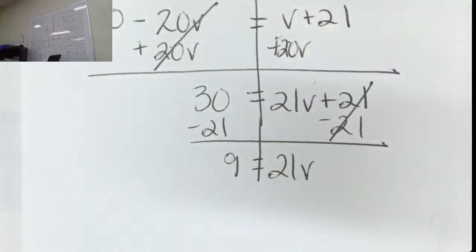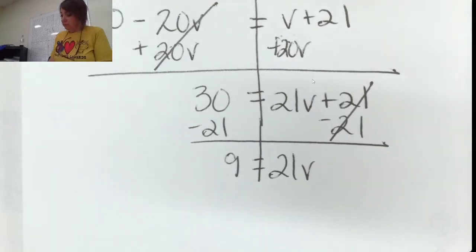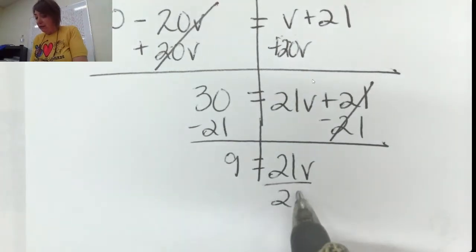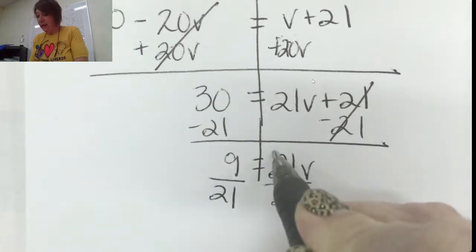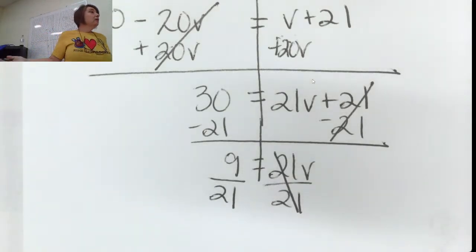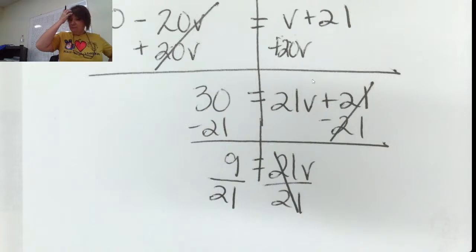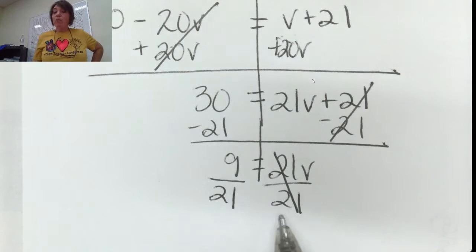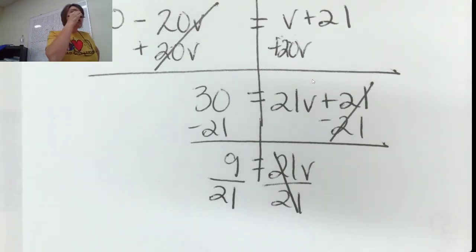Okay, last step on this problem. What's our last step going to be? Divide by 21. Now, a lot of people will mess this part up. A lot of people will mess this up because they'll be like, oh, it's 3. Is it 3? No.